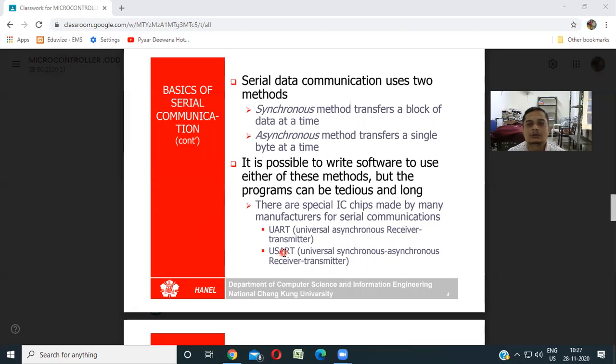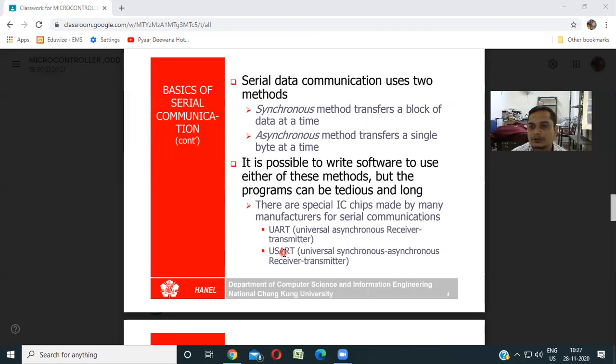These are the special ICs to transfer the data. Synchronous and asynchronous communication can be done by writing software code, but it is a very complex, tedious and time-consuming process.